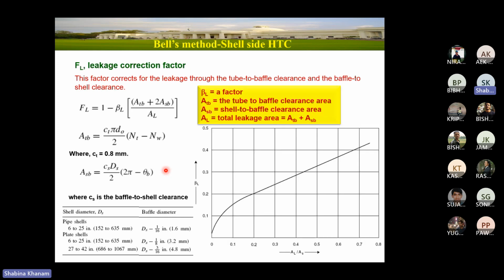I will continue after 2 minutes for this pressure drop. Okay, just give me 2 minutes.